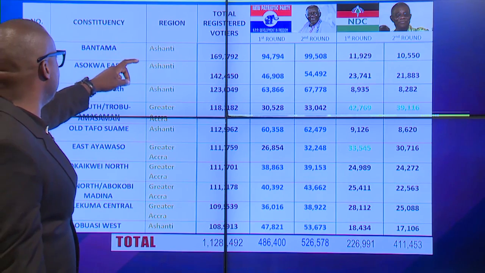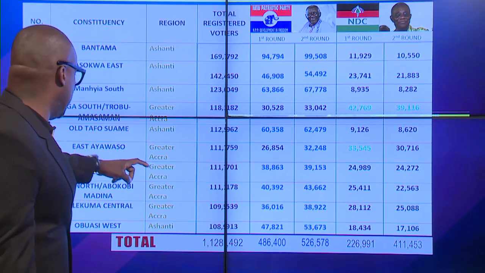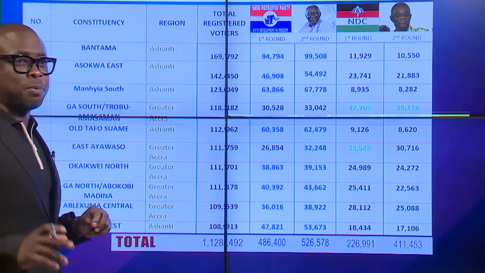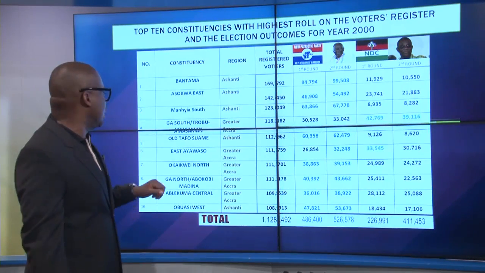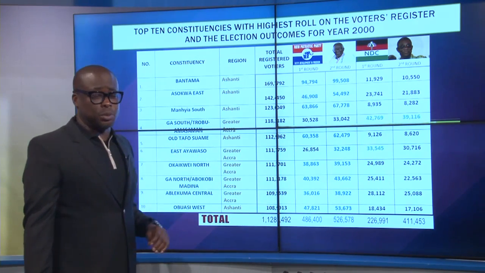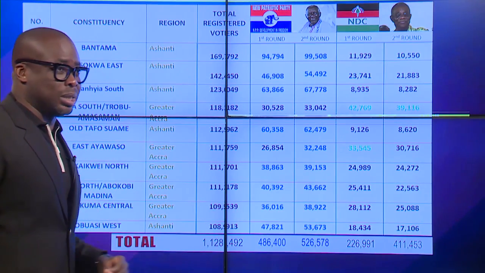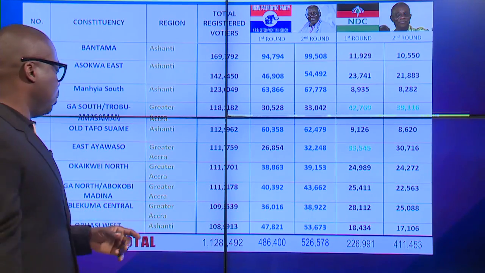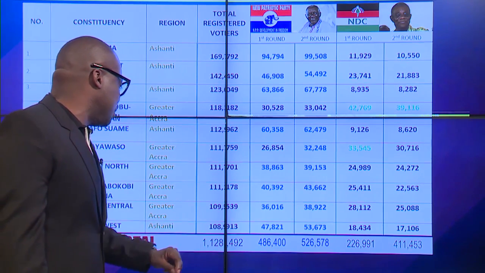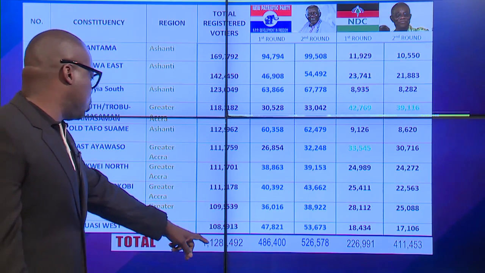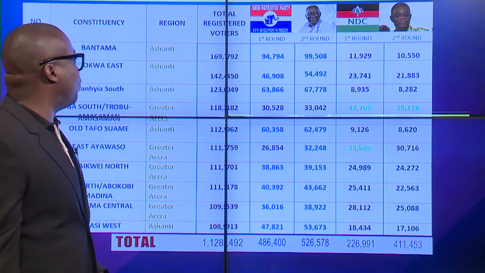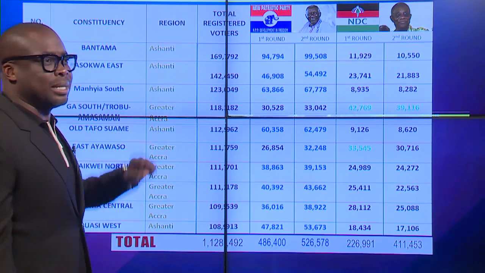So let's count. 1, 2, 3, 4, and five of these top 10 constituencies were in the Ashanti region, and the other five of them were in the Greater Accra region. That's what happened in election 2000. The total number of registered voters in all the top 10 constituencies put together was 1.1 million, 1,128,492 was the total number of registered voters in the top 10 constituencies.